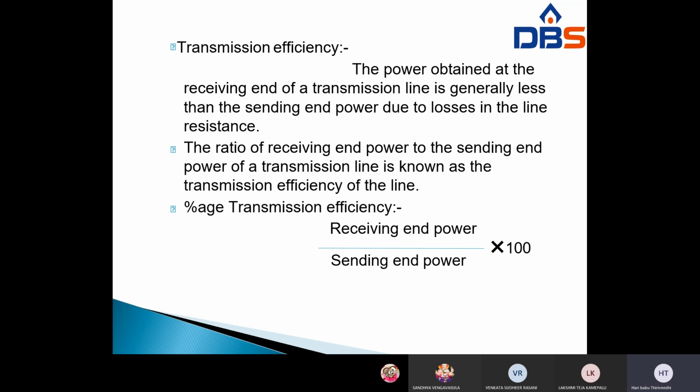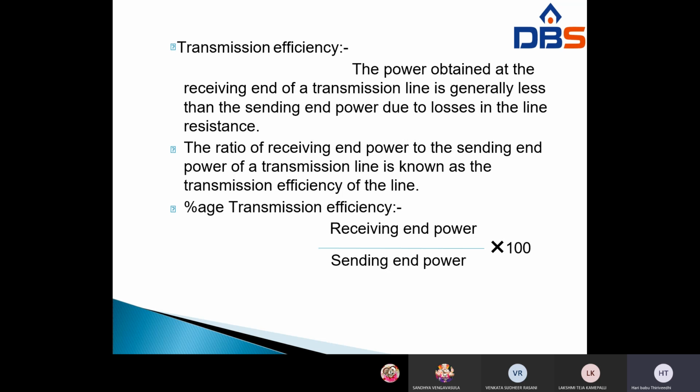Where VR, IR and cos phi R are the receiving end voltage, current and power factor, while VS, IS and cos phi S are the corresponding values at the sending end. Now go for the main topics in the syllabus: first of all the performance of short transmission lines, then the performance of medium transmission lines, then the performance of long transmission lines.